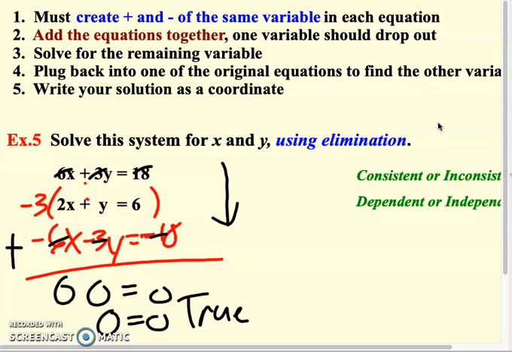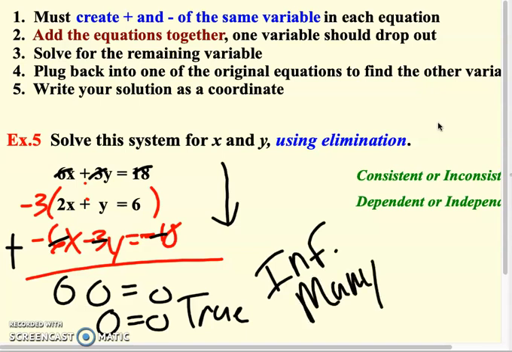So here's how you determine that it's the same equation or infinitely many solutions. Both variables dropped out and you got a true. So true means we have a solution, but because both variables drop out, that means we have the same equation. So infinitely many, which is going to be consistent. We have solutions, but they're dependent because, again, they don't have a single solution.